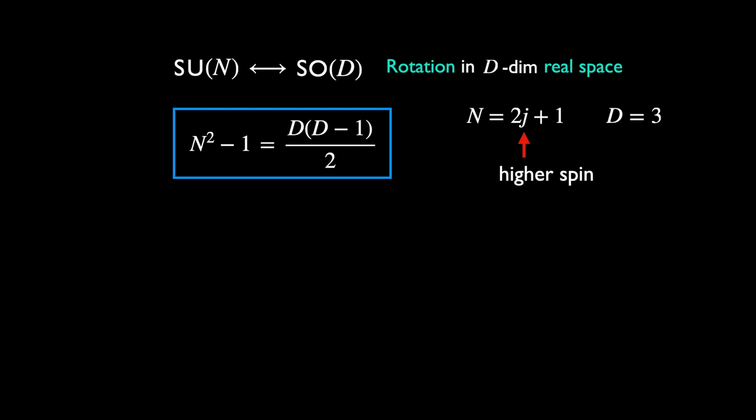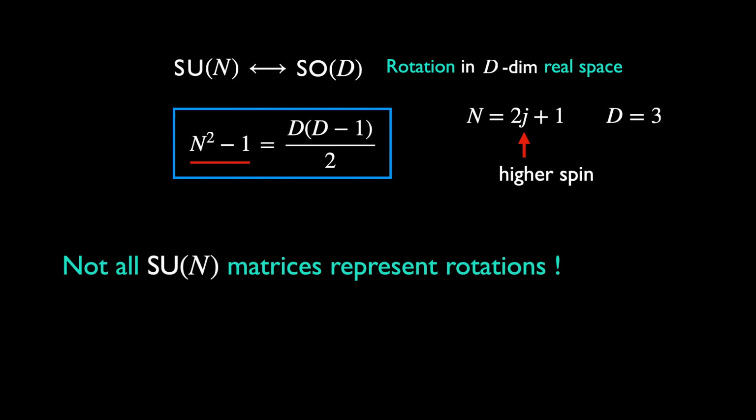If we are just counting rotations in an n-dimensional state space, n squared minus 1 is an overestimation, since not all SUN matrices represent rotations. And this number is the total number of generators of SUN. In other words, we may represent the d-dimensional rotation group with SUN, but it will contain more than just rotations. So the higher spin state space would contain unitary matrices that are not rotations, unlike the spin-half case.